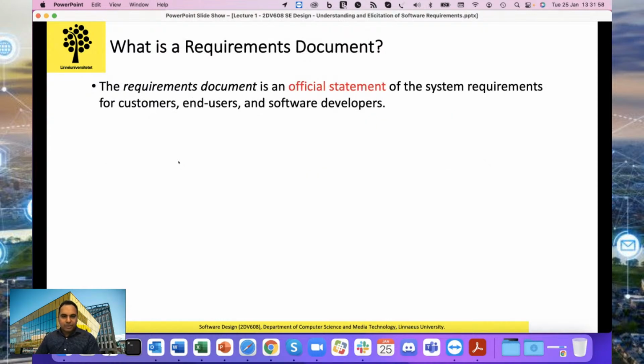But we talked about requirements and requirements engineering. And we also mentioned briefly about requirements document. So what is that? What is requirements document? So it's the official statement, or I also mentioned it's a contract between the end users and the developers. But formally, requirements document is an official document of the system requirements for customers, end users, and software developers.